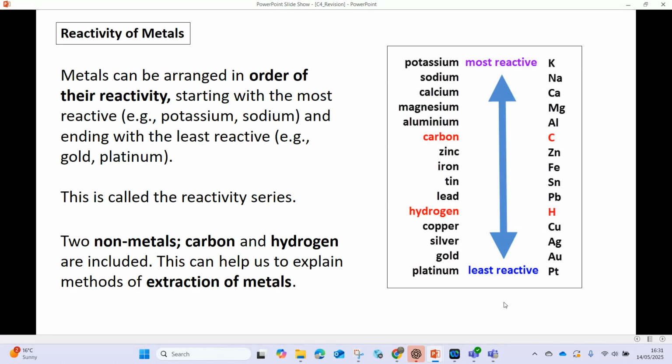You start at the top with the most reactive, and they're going to be your alkali metals, and calcium's up there as well. And as you work down to the bottom, you get the least reactive, and they're usually precious metals like gold and platinum and silver. And if we rank all the metals in order like this, this is called the reactivity series. We also put 2 non-metals in the reactivity series to show how reactive the metals are compared to those. This can be really useful when we look at how to extract metals using electrolysis or reduction.